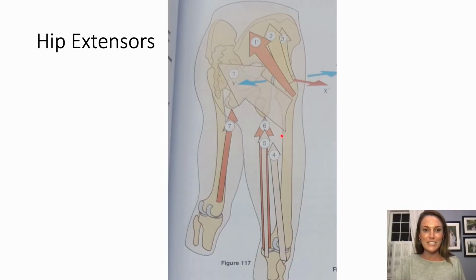Your hip extensors, so the glute max is number 1 here, and that is actually the most powerful muscle in the entire body. And then you have the glute med and glute min. And then you also have the hamstrings and the adductors, that the degree of effectiveness is based on the knee position. So if they are in knee extension, then they're going to be able to extend the hip more easily.